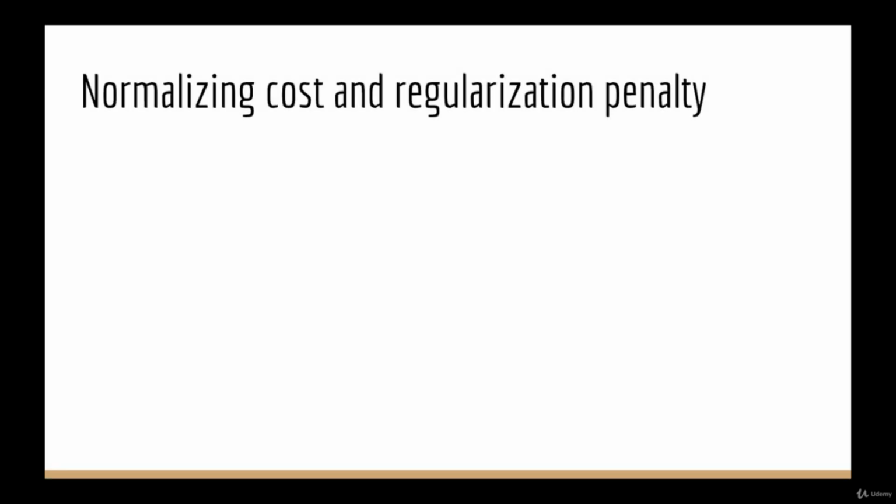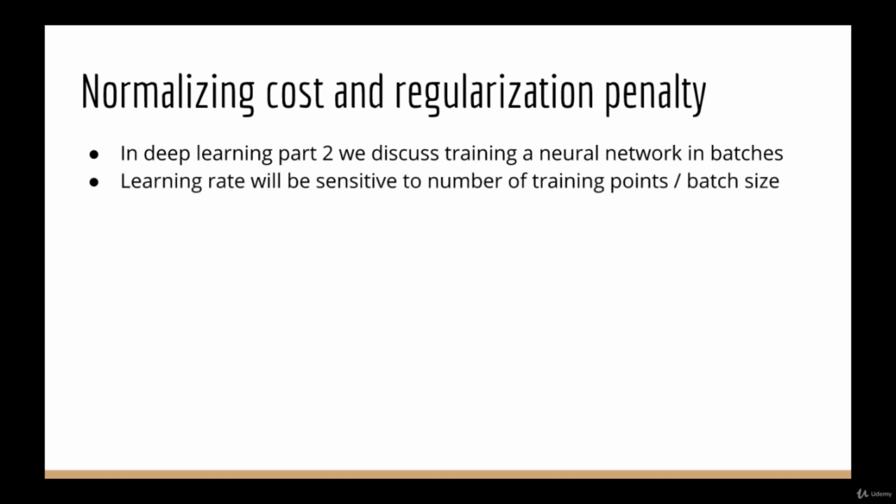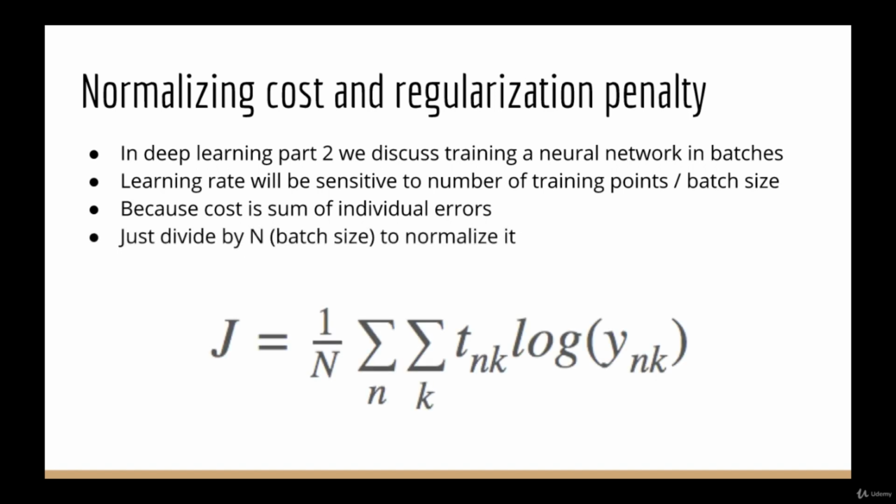In Deep Learning Part 2, we discuss how to train a neural network in batches of training data. When the data you're training on varies in size, the learning rate becomes sensitive to it. That's because the cost function is the sum of all the individual errors. So if you have a lot of data points, then the cost function will be larger. To normalize this, we just divide the cost by n, the number of training samples you're using at the time. That way, the learning rate can be chosen independently of the batch size.